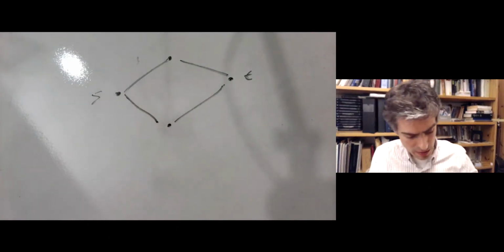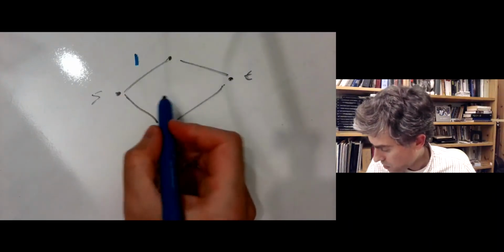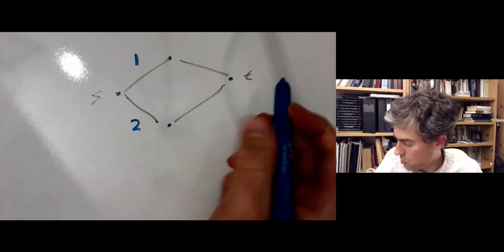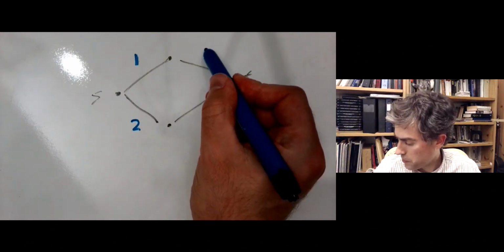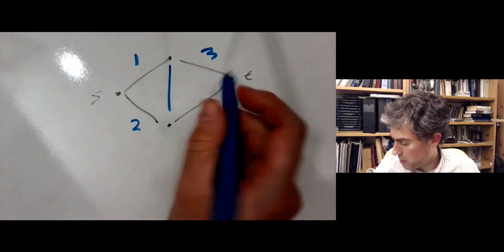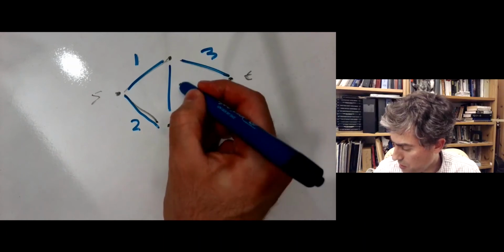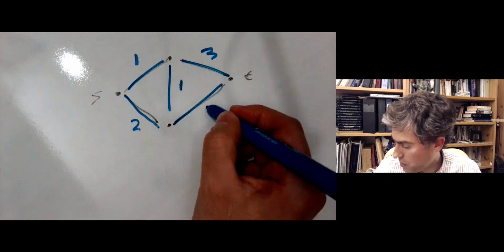The pen is no good. Let's try a different one. The cost here is 1. The cost here is 2. And this is 3. I'll just make these blue so they're all the same. The cost here is 1, and the cost here is 1.